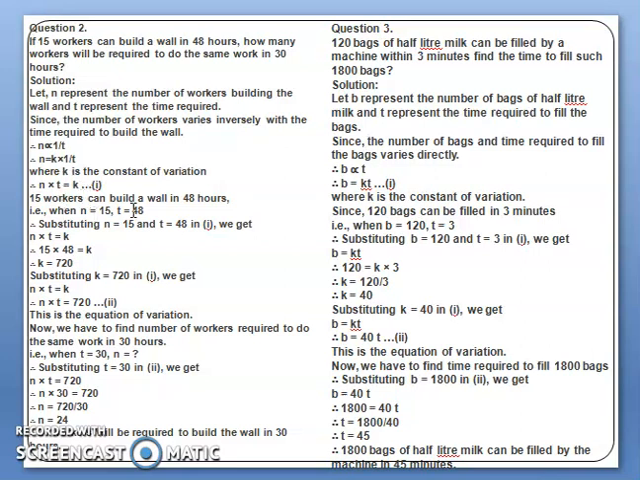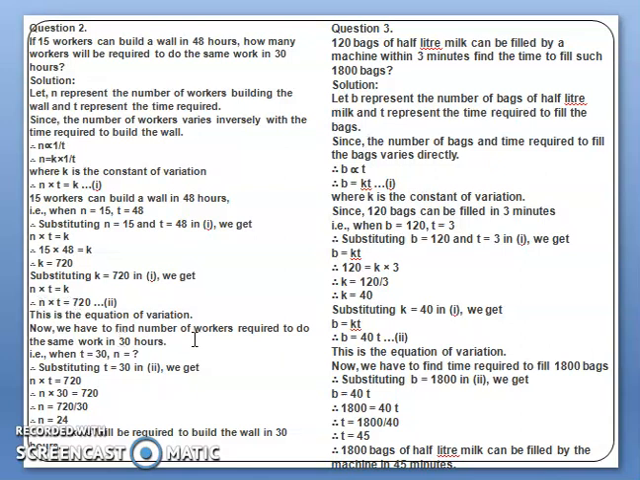So 15 workers can build a wall in 48 hours. So when N is equal to 15, T equals 48. That means we can substitute these values in equation 1 to get the value of K. After substituting, we get the value of K equals 720. Now substituting K equals 720 in equation 1, we get the equation of variation, that is NT equals 720.